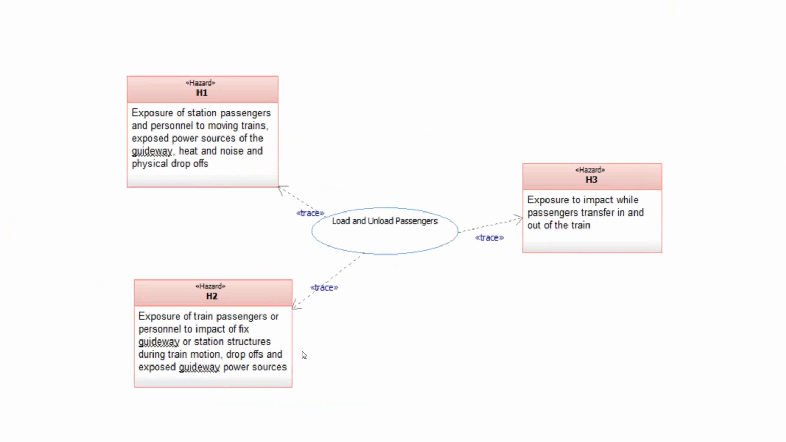So if we look back at our loading and unloading of passengers, what kinds of hazards could we think about? So, of course, exposing the passengers and personnel to moving trains and power sources, right? So this would have to do with the terminal itself and how we barrier them against that. We don't want folks on the train to be able to expose themselves to the train structures during movement and so forth. So these are very high-level, black box, use case level kinds of hazards that we're going to start with.